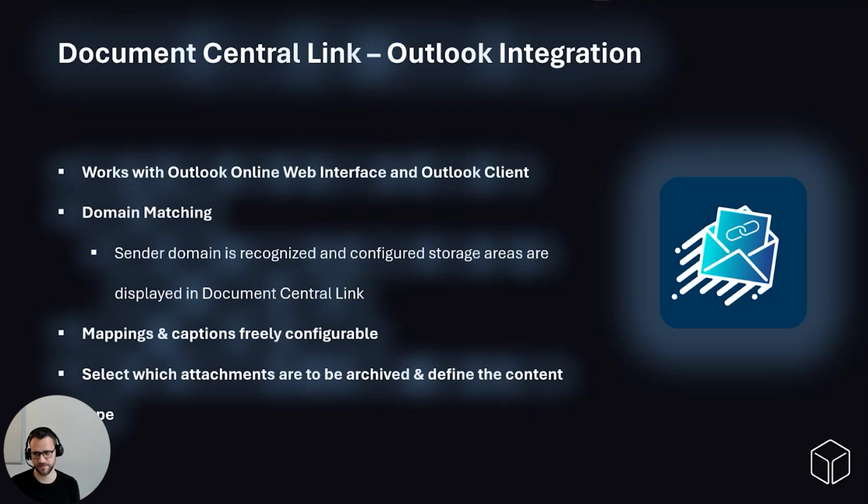in the Outlook add-in. The mappings and captions that are displayed in the add-in can be freely configured, so you can choose what you want your users to see in the Outlook add-in and where they can archive documents directly from Outlook. You are also able to select which attachments from your email you want to archive. If you just want to archive the email itself, if you want to archive only certain attachments or all attachments, and you can define the content type for each attachment or the email when uploading to Document Central.